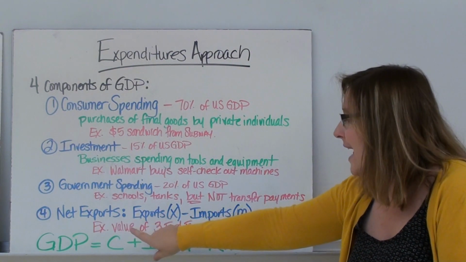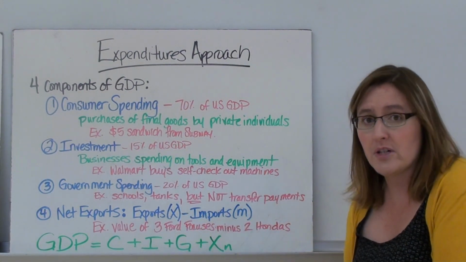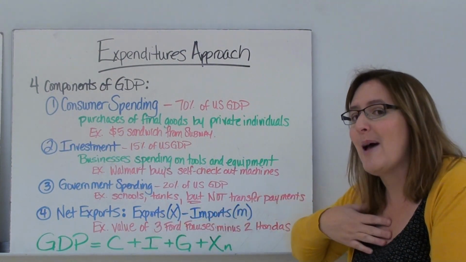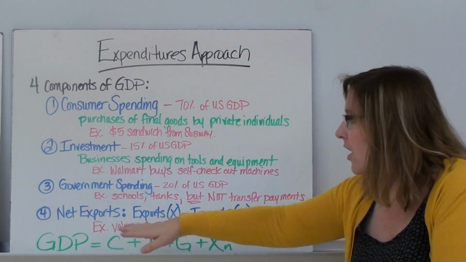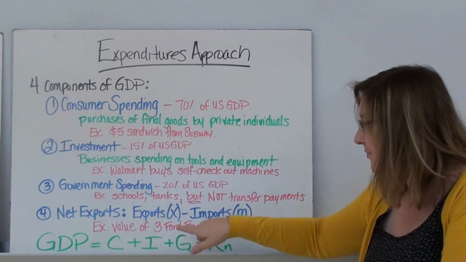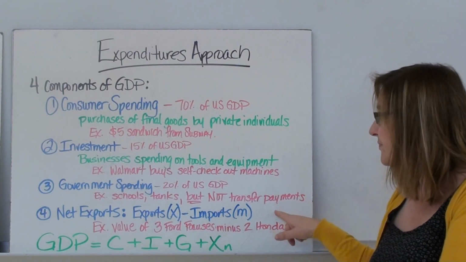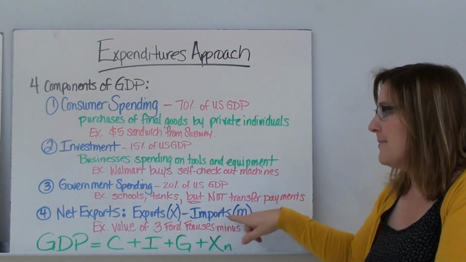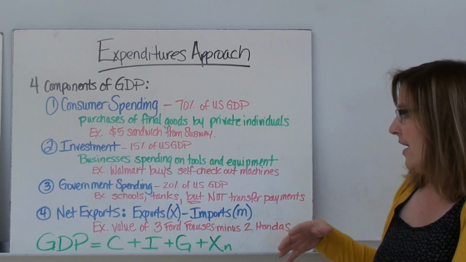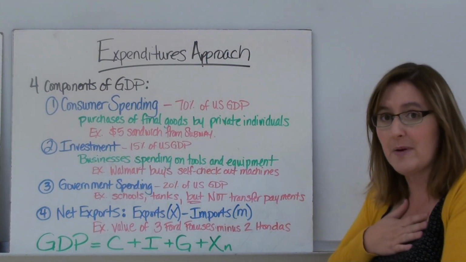And then 4 is net exports. So this is basically foreign spending, what other countries are spending on our products, but you have to subtract what we spend on other countries' stuff. So we call it net exports. Exports are things that we sell to other countries, minus the imports, the things that we buy from other countries. So exports minus imports equals net exports. And that's the value of what foreigners have spent on our goods minus what we've spent on theirs.